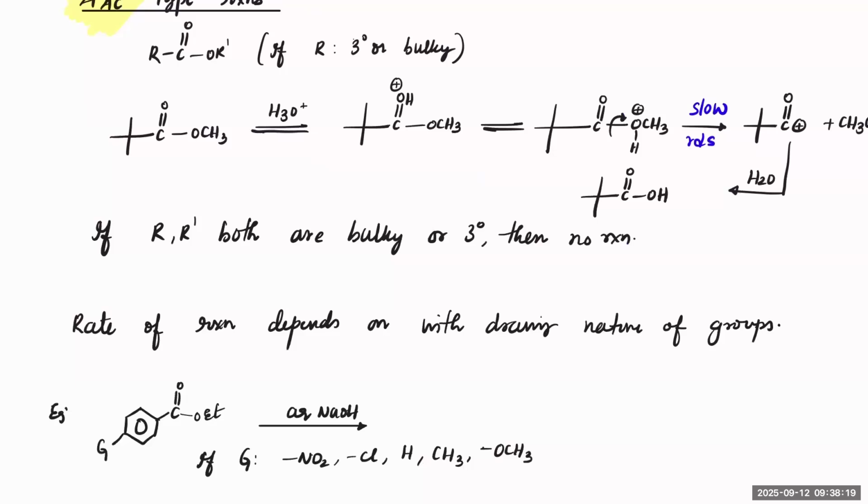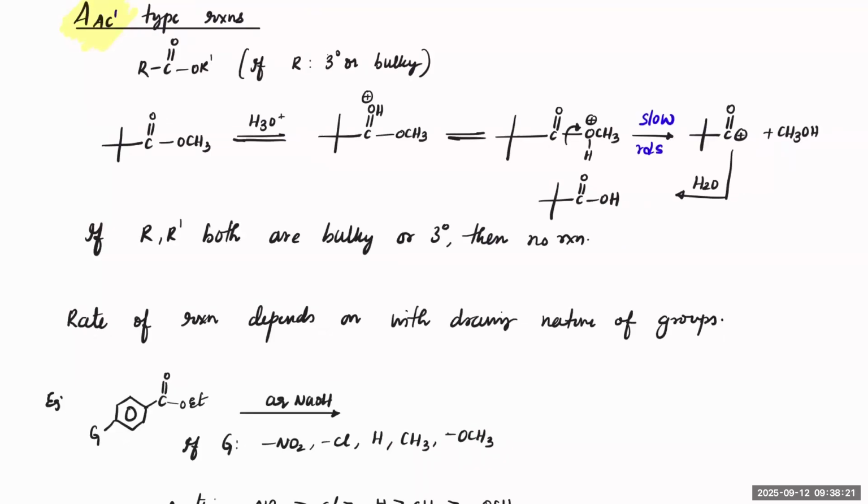Okay. And notice one thing here. If both R and R dash, that means this side as well as this side, these two are bulkier, then no reaction will take place. Done.